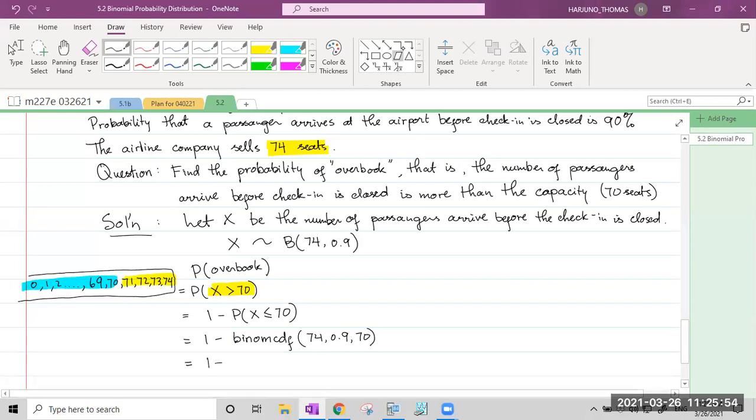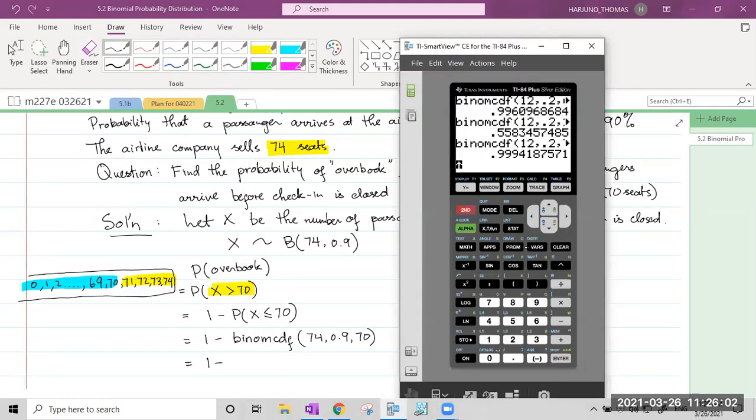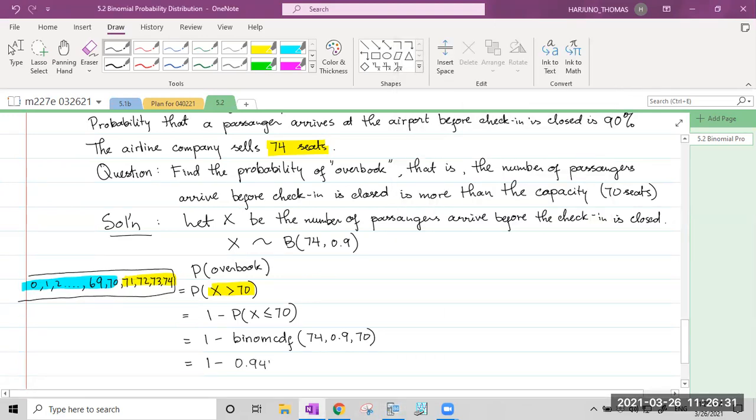This is 1 minus Binomial Cdf, sorry, Binomial Cdf, the number of trials, 74, because there are 74 tickets sold. The probability somebody shows up on time is 90%. And you want up to 70 only. The probability is 0.94594. So the probability that it is overbooked is 0.05406, approximately 5.4% probability, which is nearly unusual, right?